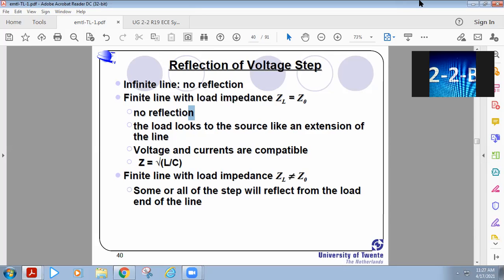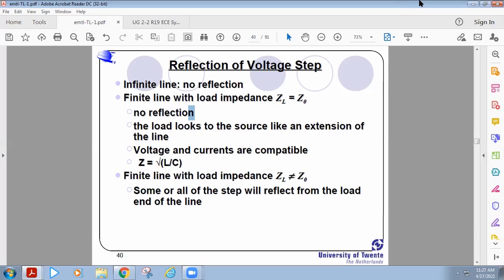Similarly, if the transmission line is terminated with a load impedance ZL that is equivalent to the characteristic impedance Z naught of the entire transmission line, say this is 50 ohms and ZL is also 50 ohms, and both are equal, then according to the maximum power transfer theorem there is maximum power transfer without any loss.